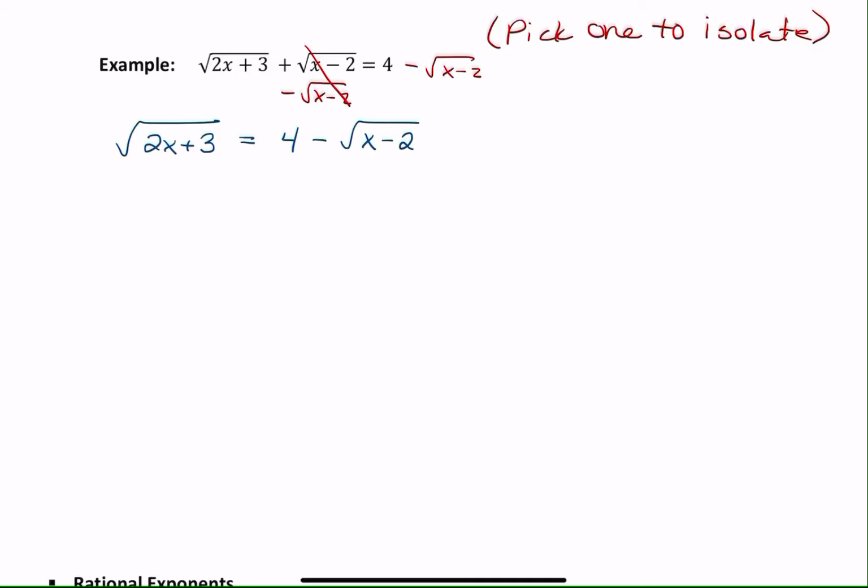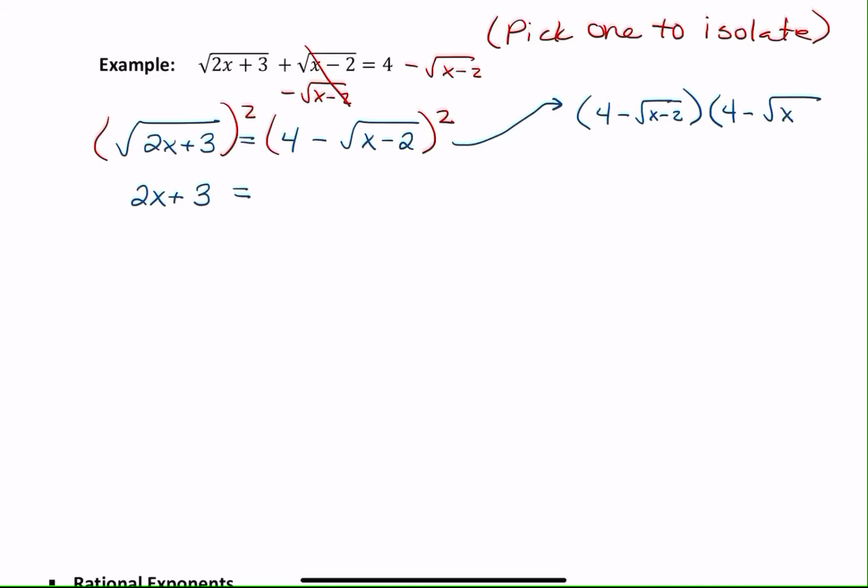Now again, I'm going to do what I did before. I'm going to square both sides. So this side, the left side, gives me 2x plus 3. And on this side, you would need to FOIL this because it's times itself. So you're going to have 4 minus the square root of x minus 2 times 4 minus the square root of x minus 2. So when you FOIL this, it works just like what we did before.